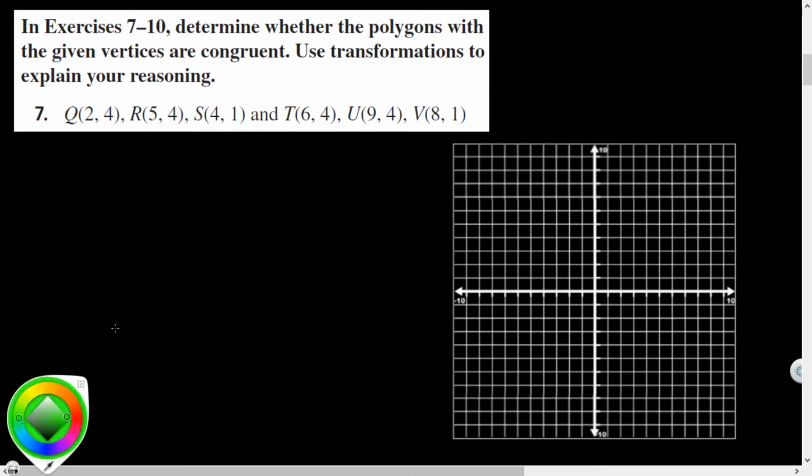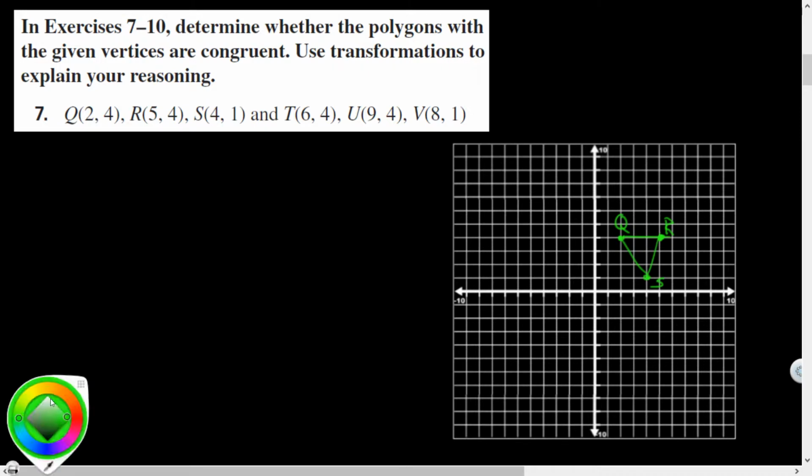Let's see. I'll go with green for my pre-image. Over 2, up 4. There's some Q coming at you. R is 5, 4: over 1, 2, 3, 4, 5, up 4, 1, 2, 3, 4. Oh, R right there. And S is over 4, 1, 2, 3, 4, and up 1. Looks like that. Something to that effect is my little triangle.